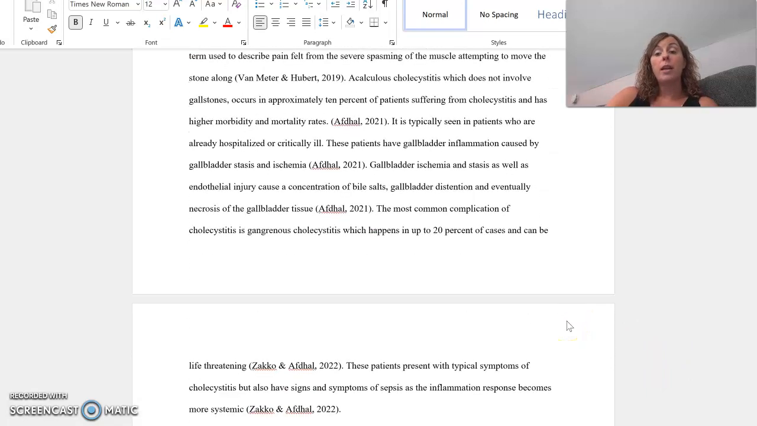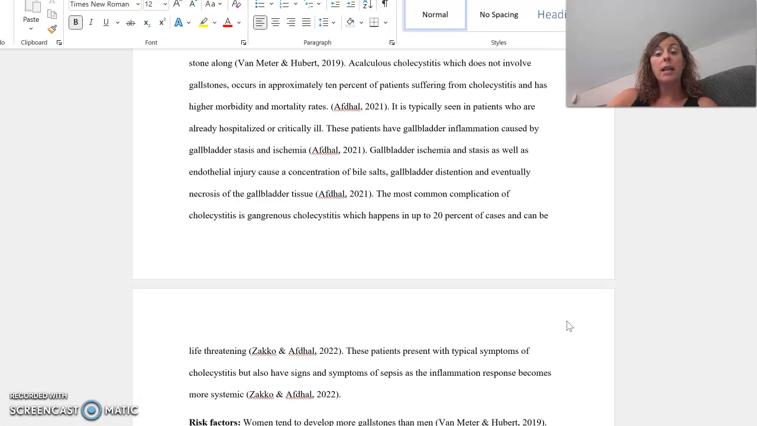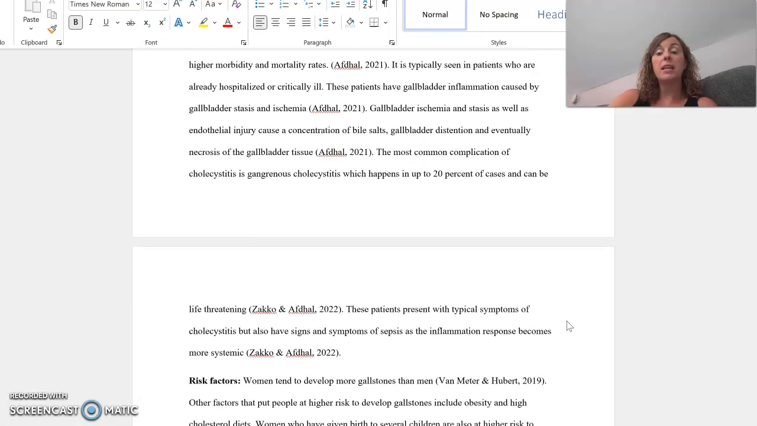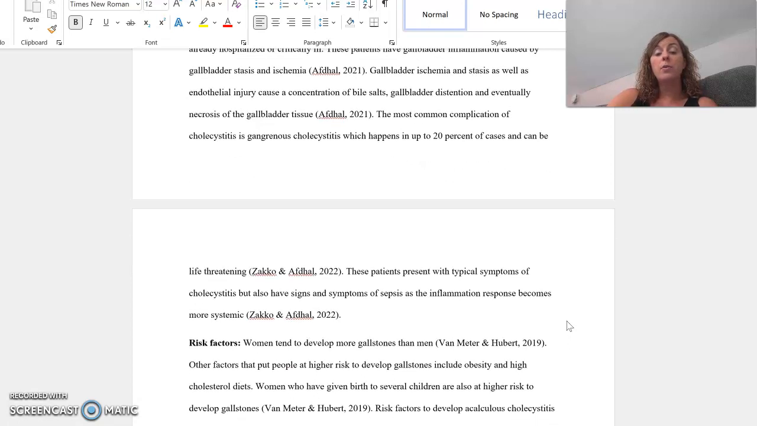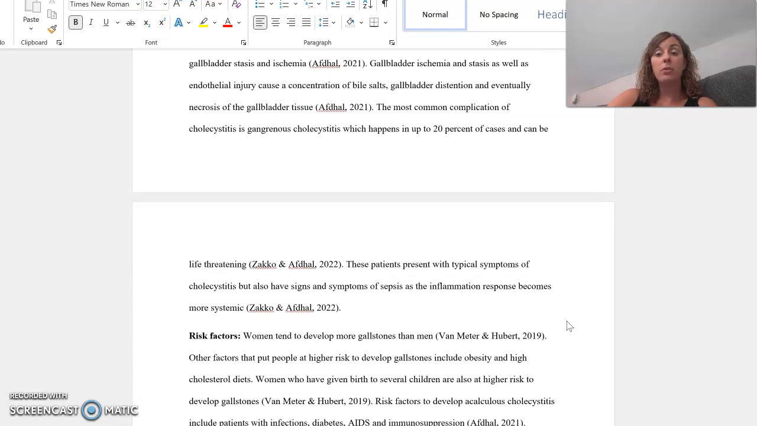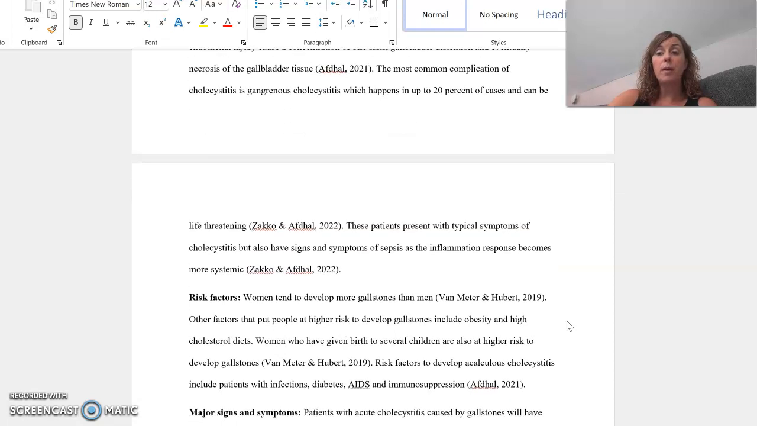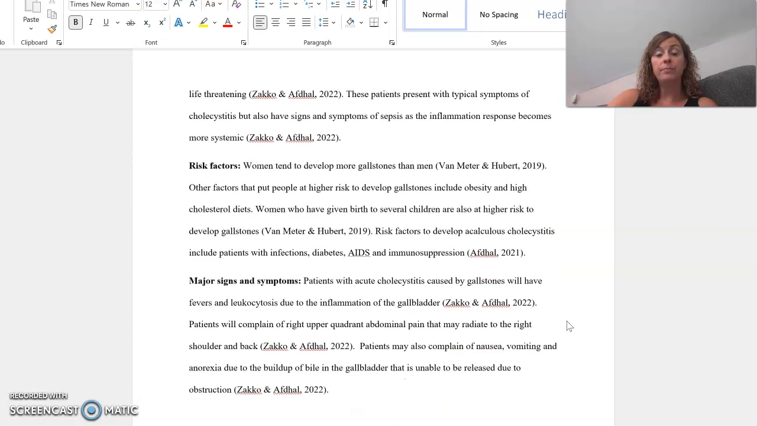The most common complication of cholecystitis is gangrenous cholecystitis, and that can happen in up to 20% of cases, and it is considered life-threatening. These patients will present with typical symptoms, so the abdominal pain, fever, leukocytosis, but then also have signs and symptoms of sepsis because of the inflammation response that is becoming more systemic. So they might be hypotensive, tachycardic, have elevated lactic acid levels.